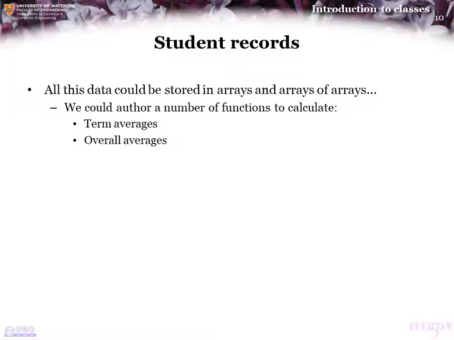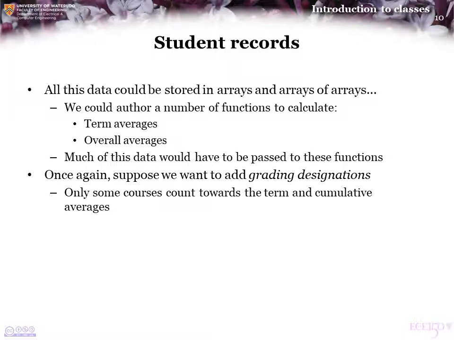Now, all of this data for all these students would have to be stored in arrays, and something we haven't discussed yet, arrays of arrays. Then we'd have to author a number of functions to calculate, for example, term averages and overall averages. So much of this data would have to be passed to these functions to determine the current status of any one student.